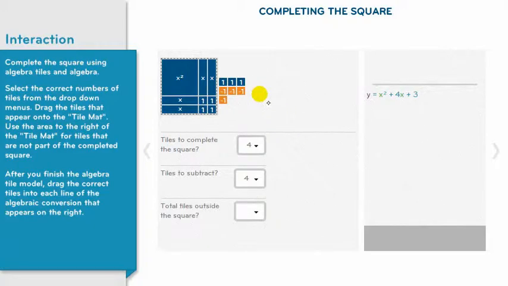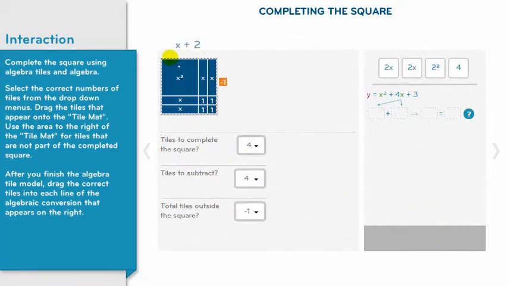And then from here we can see that these tiles are going to make a bunch of 0 pairs. 1 and negative 1 is 0, another 0, another 0, so we only have negative 1 tiles left. And we've completed our square, such that we have x plus 2, x plus 2, or x plus 2 all squared, minus 1. Let's try doing the same thing by using algebra.